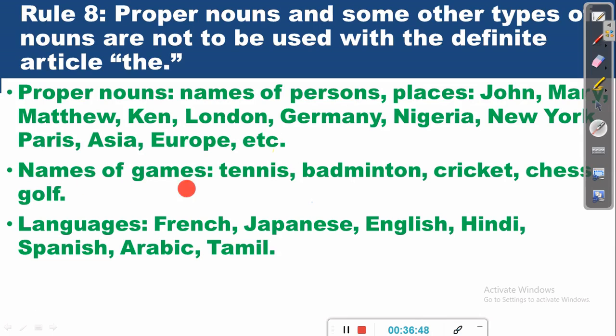Then, when talking about games, names of games don't need articles. Tennis, badminton, cricket, chess, golf. You don't talk of a tennis or an badminton, no. Then languages too don't require any article, with the exception of some exceptional cases.